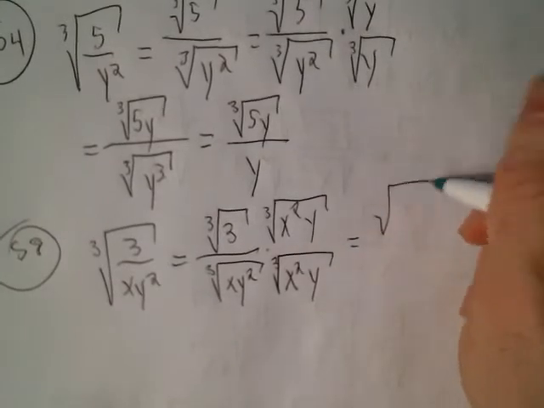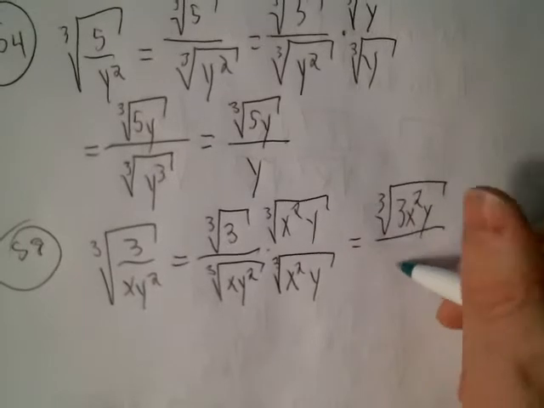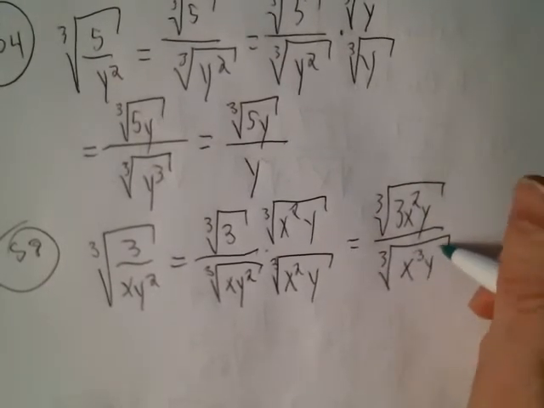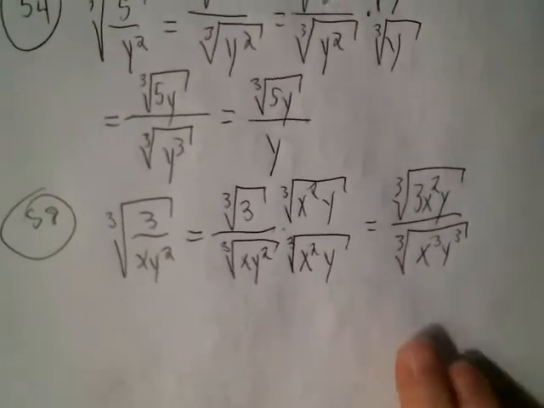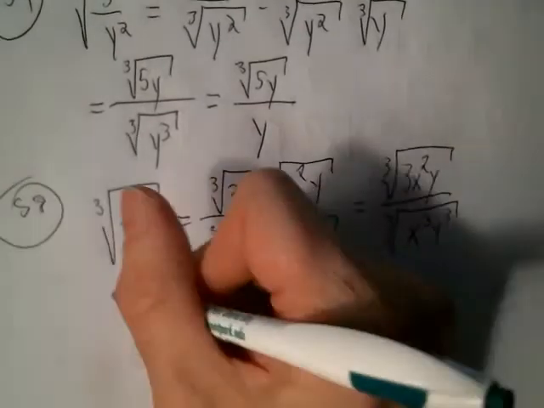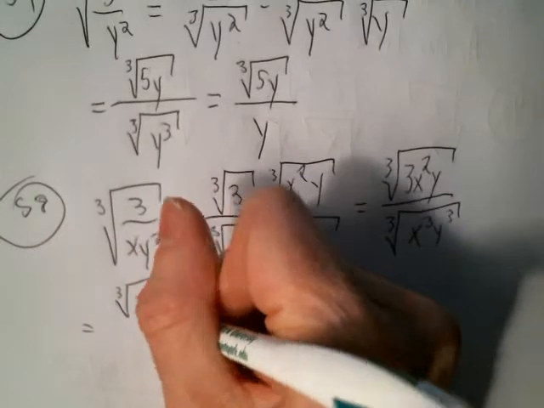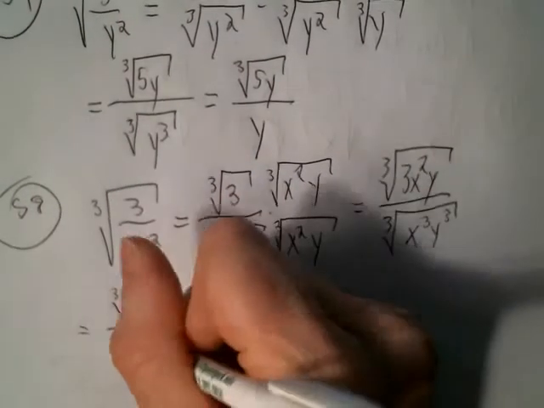So on the top, you'll end up with the cube root of 3x squared y. And the bottom, now we have the cube root of x cubed, y cubed. And then we can simplify the bottom part now. So we have in the numerator the cube root of 3x squared y, and the denominator, just xy.